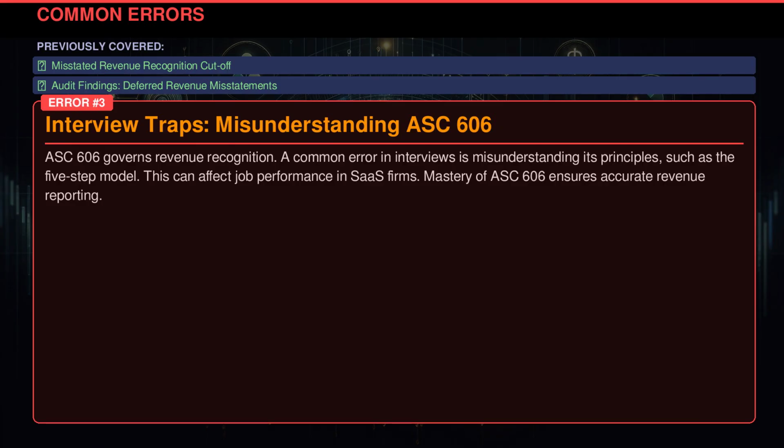In SaaS accounting interviews, misunderstanding ASC 606 can be a critical pitfall. ASC 606 outlines a 5-step revenue recognition model, crucial for SaaS companies like Zoho. These steps include identifying contracts and performance obligations, determining transaction prices, and recognizing revenue upon satisfaction of obligations. Candidates often falter by oversimplifying or misapplying these principles. Proper understanding is essential because it ensures accurate revenue recognition and compliance with accounting standards. Interviewers test this knowledge to assess a candidate's readiness to apply complex accounting standards in real-world situations.